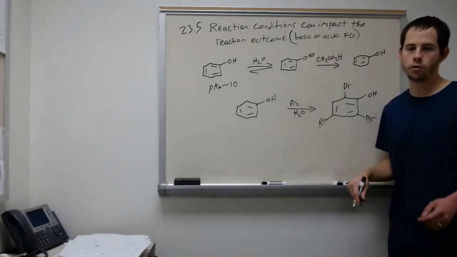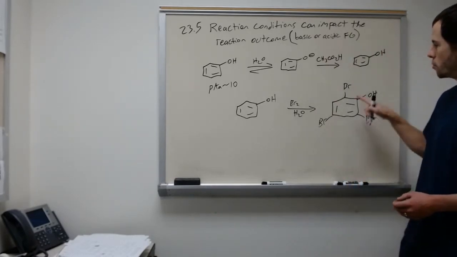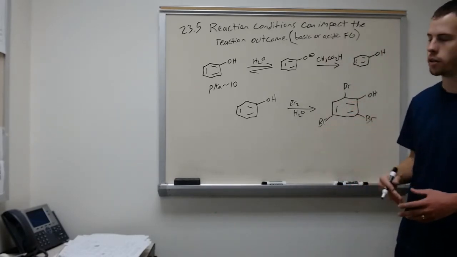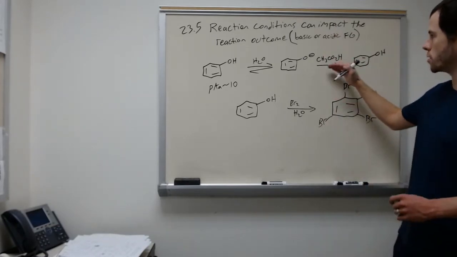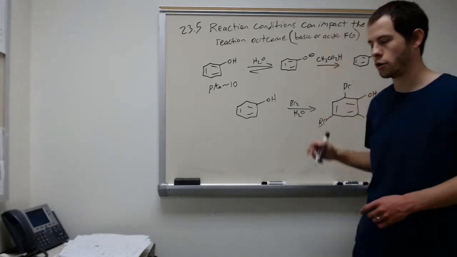And so if we don't use acid, we get polybromination at both the ortho positions and the para. If we do the same reaction, but we throw in some acetic acid, we only get monobromination.